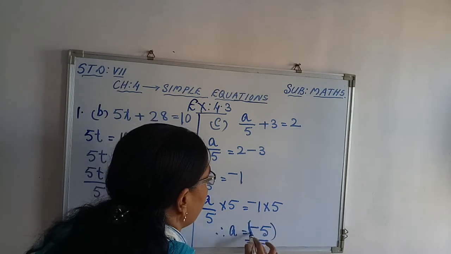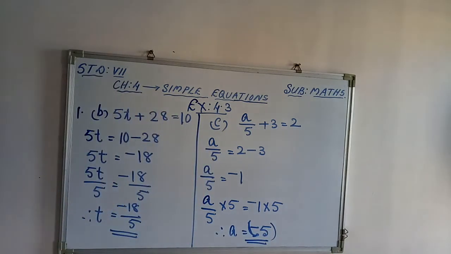So, what is the final step you are going to write then? After writing a is equal to minus 5, you will write, thus a is equal to minus 5 is the solution of the equation a upon 5 plus 3 is equal to 2. Is that clear?